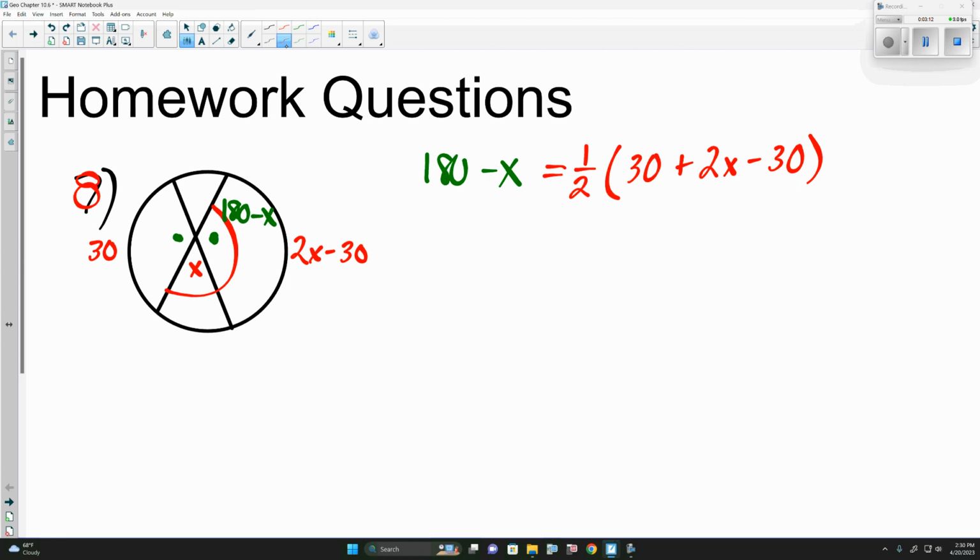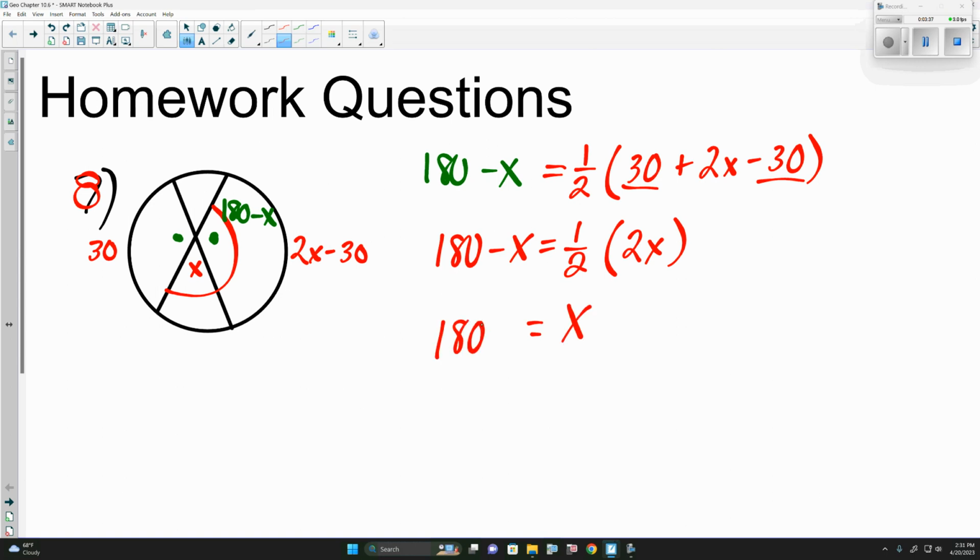Now, looking at this here, on the right-hand side, we can combine our like terms. 30 minus 30 is 0, just leaving us with 2x. Now, we can multiply 1/2 and 2x, because 2x is divisible by 2. And 1/2 times 2x is x. So we have 180 minus x is equal to x.